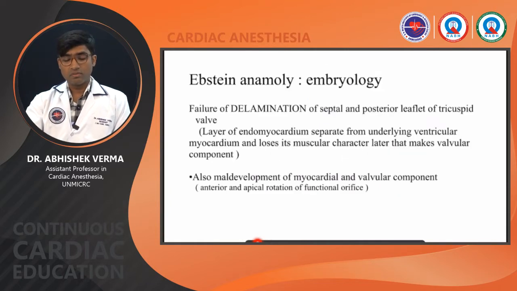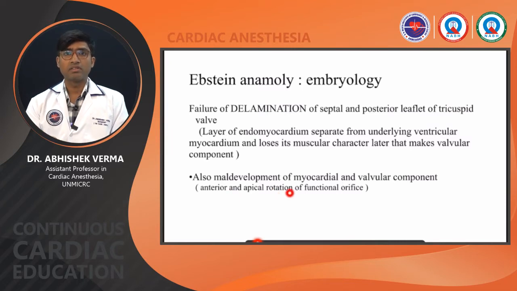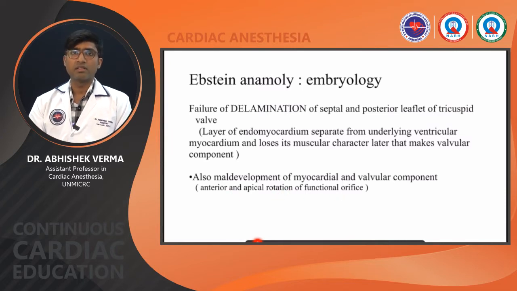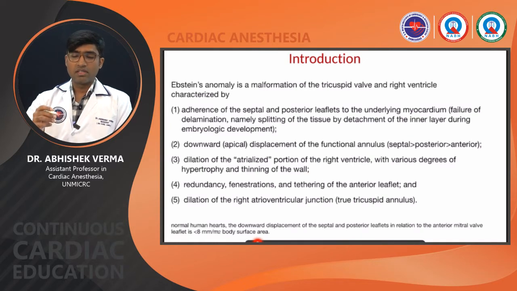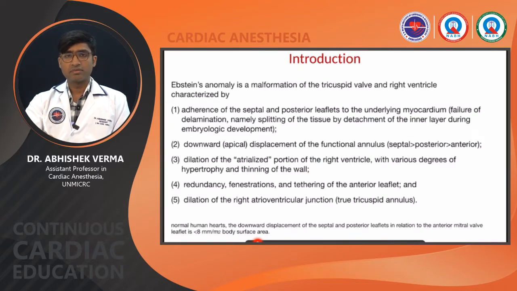Ebstein anomaly in embryology, as we discussed in the diagram, is failure of the delamination of the septal and the posterior leaflet of the tricuspid valve. The septal and the posterior leaflets are important, and we see downward displacement of these leaflets, and there is also marked development of the myocardial wall and the valvular component. There is anterior and apical rotation of the functional orifice in Ebstein embryology. Now we will go to the introduction of Ebstein anomaly.